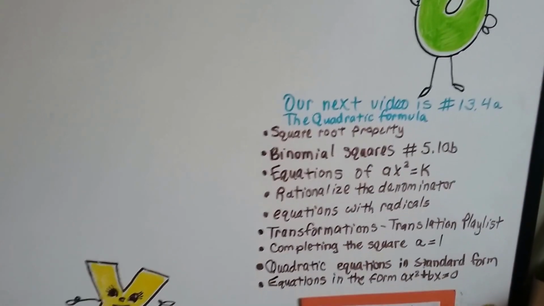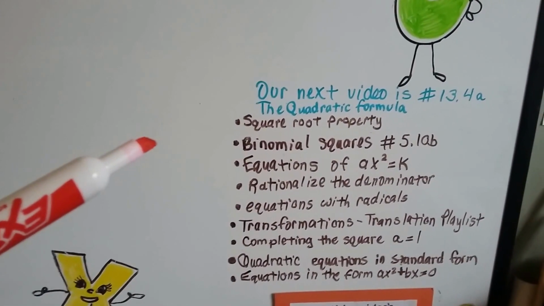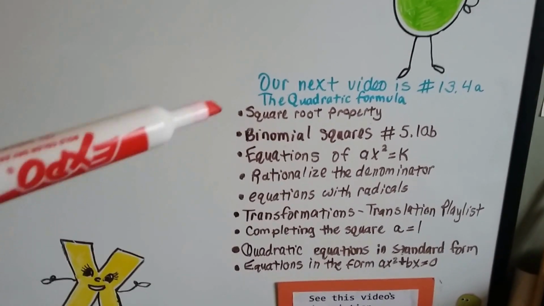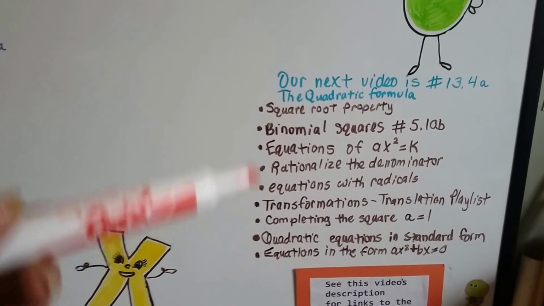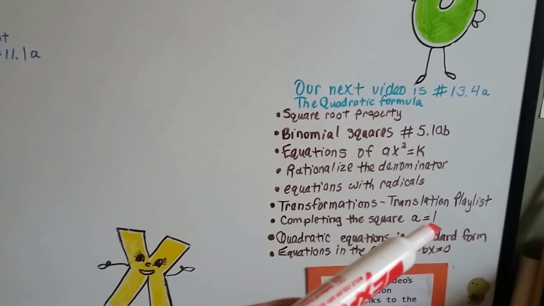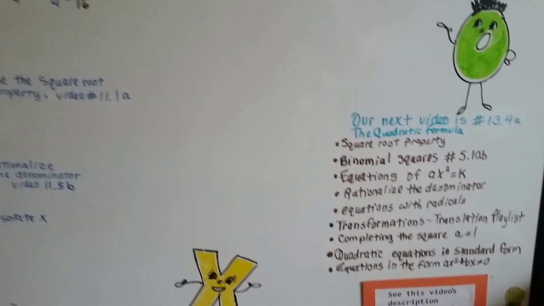So our next video is going to be the quadratic formula. That's 13.4a. And again, square root property, binomial squares, rationalizing the denominator, all of that, completing the square when a does equal 1. All these links are going to be in this description. You can just click right on them.